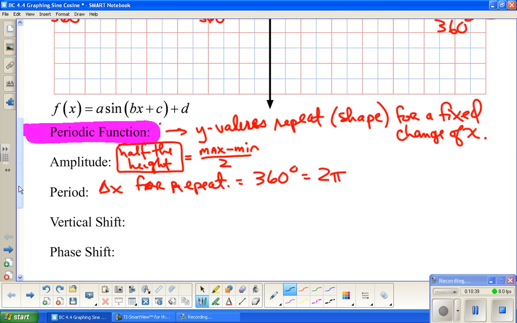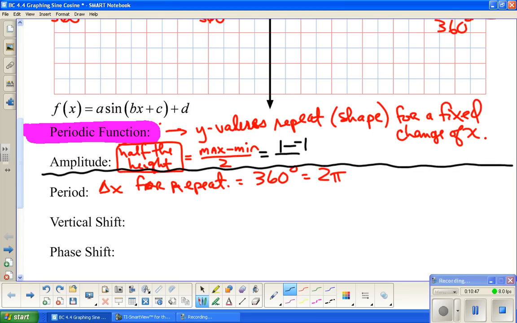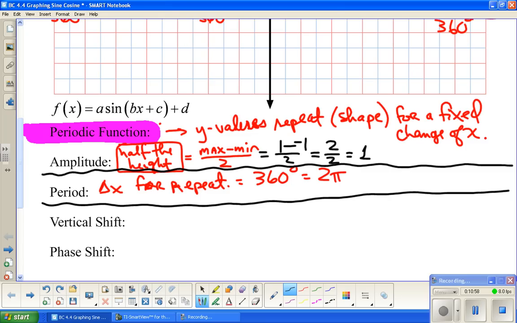So if we were going to do this for our little equation here, it would be the maximum minus the minimum over 2. Well, 1 minus negative 1 is 2. So for the parent function for sine, the amplitude, how tall it is, is 1.